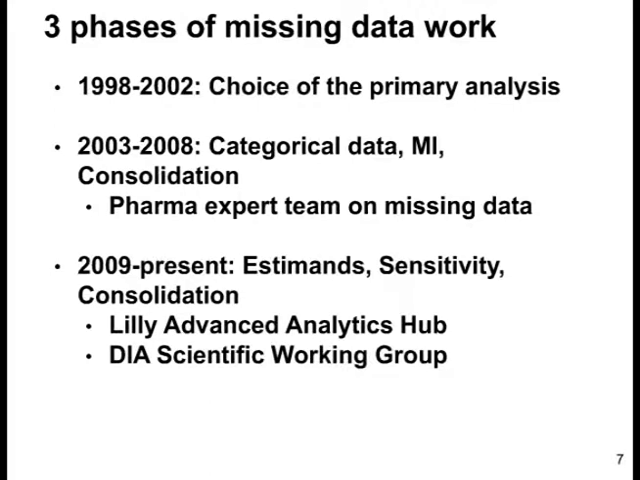In the period of 2003 to 2008, a lot of my work focused on extending that missing data research to categorical data. Multiple imputation implementations were also researched, and some of the ideas were consolidated through my work on the pharma expert team on missing data, culminating in a consensus paper on choices of the primary analysis. In the period 2009 to present, my work is focused a lot on estimands, sensitivity analysis, and again, further consolidation of this work through my leadership in Eli Lilly's Advanced Analytics Hub for Missing Data, which I'll talk more about later, as well as the DIA Scientific Working Group.